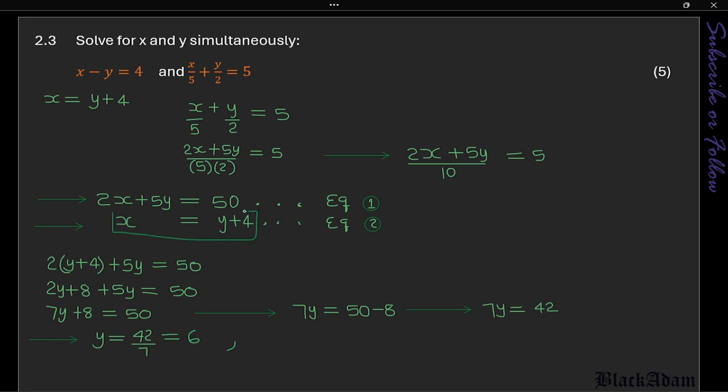And then from there we have that on x there, which means x is equal to y plus 4, where y is 6, so 6 plus 4, and then now we have x is equal to 10. So our final answer there, we have x is equal to 10, where y is equal to 6, and that's our final answer.